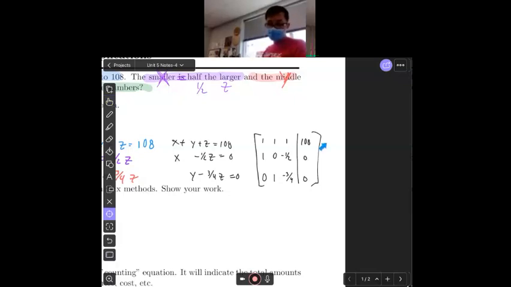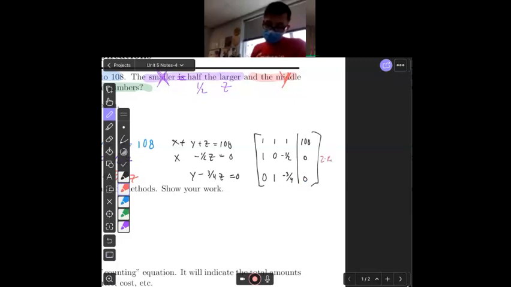Okay, so how are we going to get rid of a 1/2? Times by 2. Okay, how are we going to get rid of a 3/4? Times by 4. Okay, so we're going to take row 2 times 2, and row 3 times 4. We're going to do both of those at the same time. So 2 times row 2 and 4 times row 3.